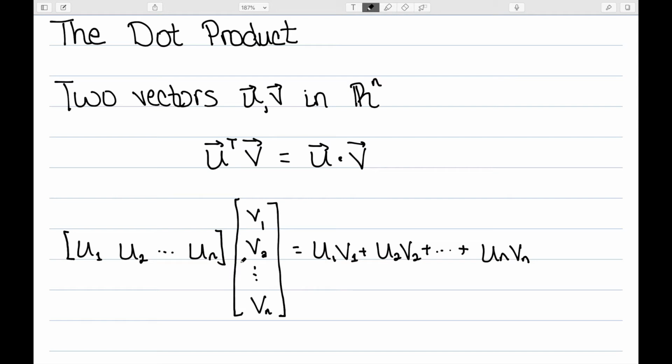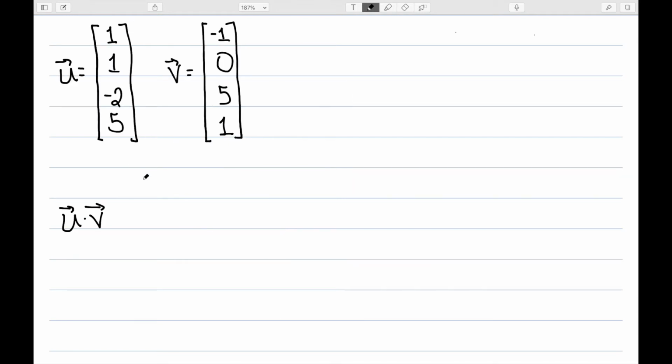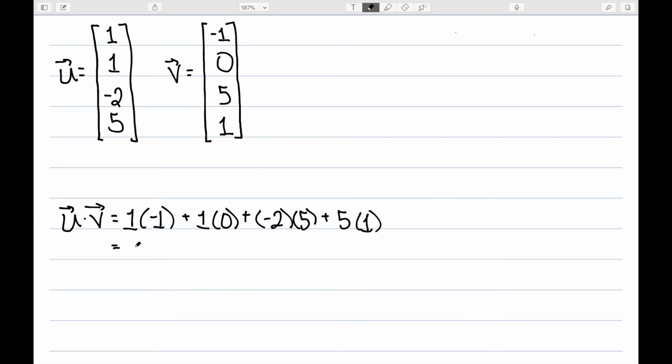Let's look at an example. Here I have two vectors u and v, and I want to find u dot v. So we multiply things in corresponding positions. The first entries are 1 and -1. Then we add the second ones, 1 times 0, plus -2 times 5, plus 5 times 1. This will be -1 plus 0 minus 10 plus 5, or -6. So the dot product here is -6.